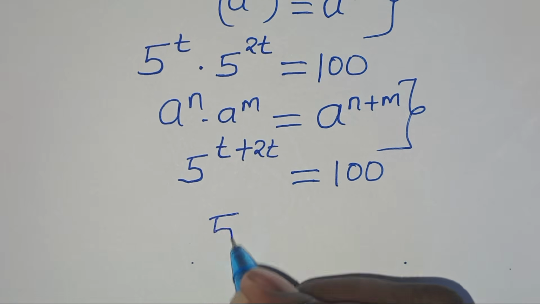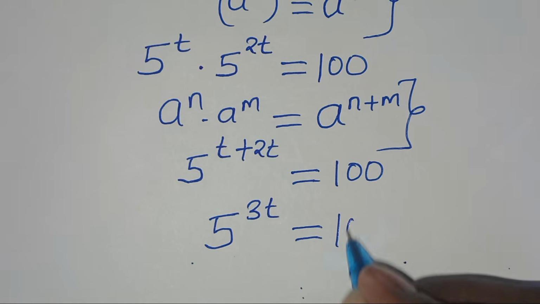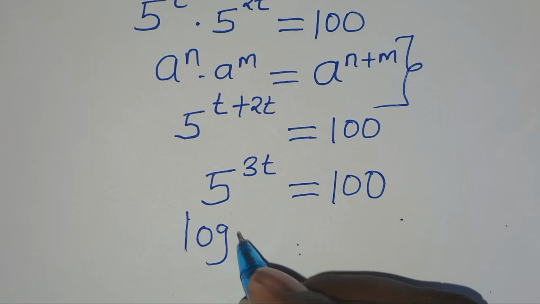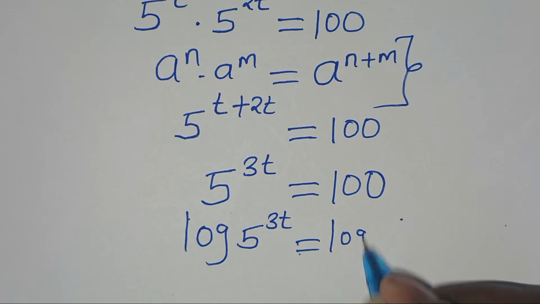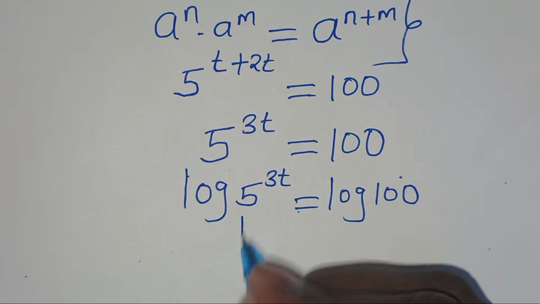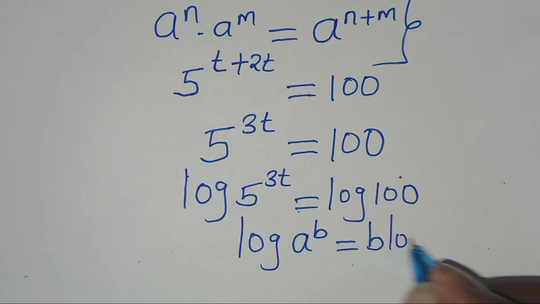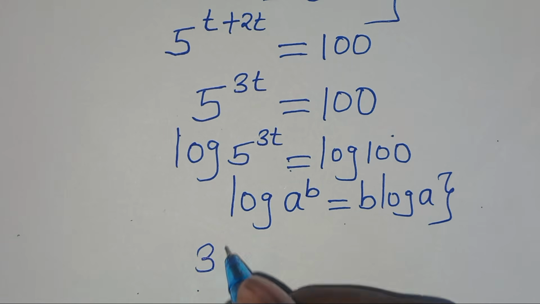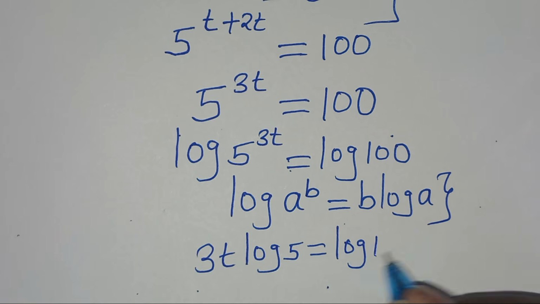So this is 5 raised to the power of t plus 2t. This is 3t, and this is equal to 100. To solve for the value of t, let's introduce logarithm on both sides. Log 5 to the power of 3t is equal to log 100. Log 5 to the power of 3t is in the form of log a to the power of b, which we can express as b log a. So let's apply this power log property, so that here we have 3t log 5. This is equal to log 100.